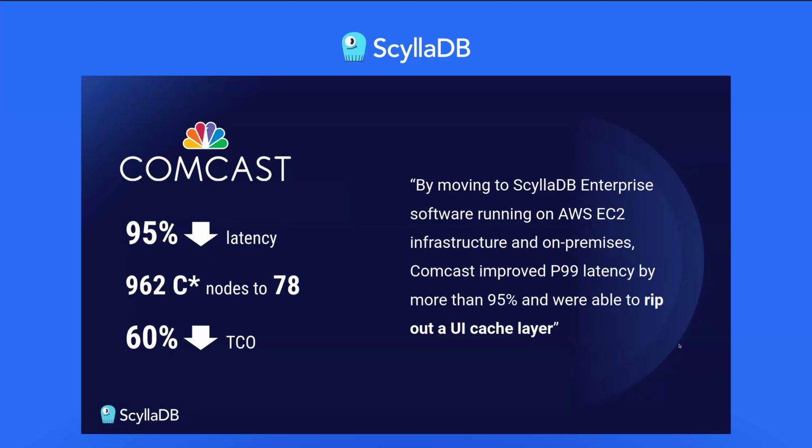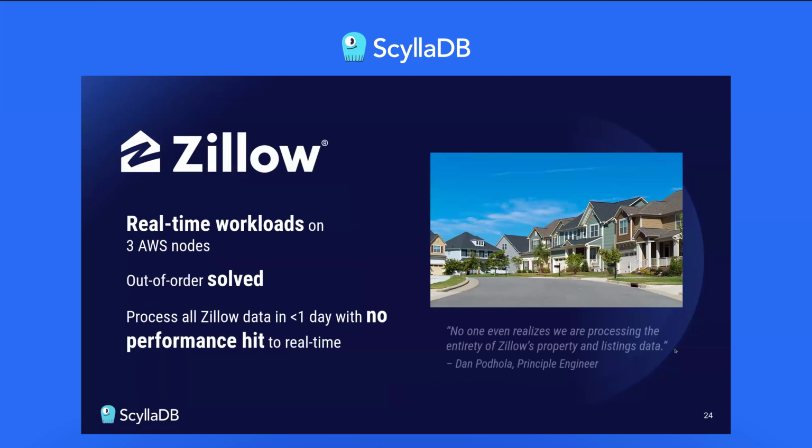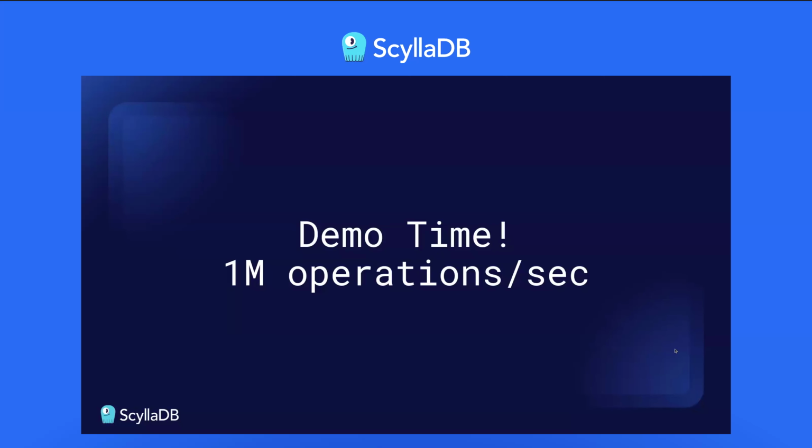Comcast went from a huge Cassandra cluster with almost 1,000 nodes to just 78 ScyllaDB nodes. So that's also a big difference. And others: QB, Zillow, Palo Alto. Now the last part of the presentation is a demonstration.